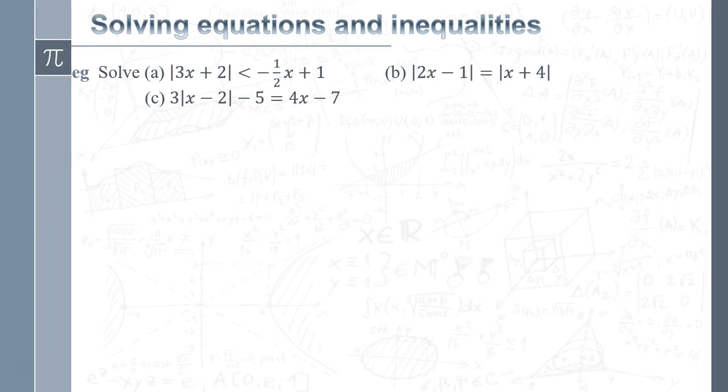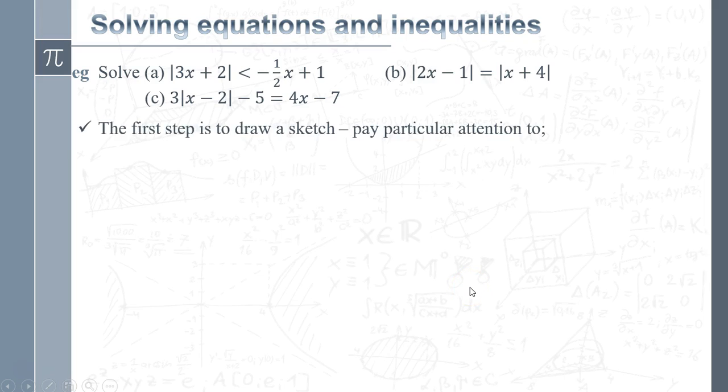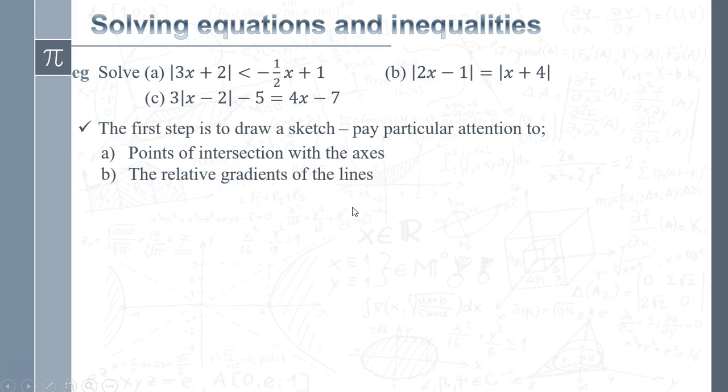Right, so here we go. Let's do some equation solving. We've got three there to have a go at. The way to approach these is to first think about your sketching, and in particular, two things you've got to be very careful with. First is the point of intersection with the axes, particularly where it intersects with the x-axis, and secondly, the relative gradients of the lines, i.e. how the gradient of one function relates to the gradient of another one, and we'll see that in these examples. So, here we go, part A.